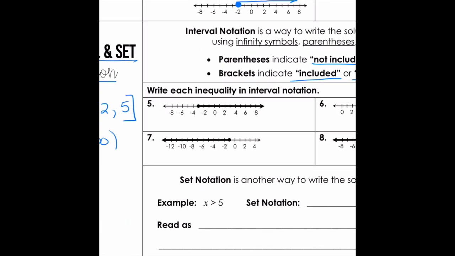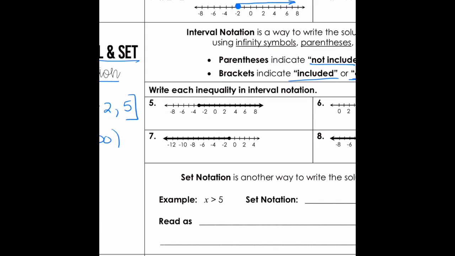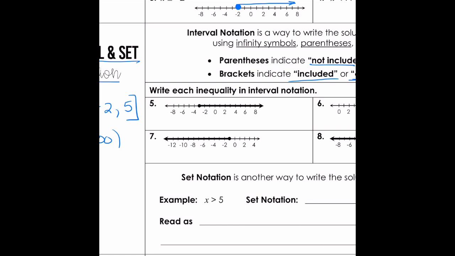Let's look at number 5. We're going to write this in interval notation. Now your interval is going to describe the number line, so let's start with what's right here on the left end. All right, we have negative 4, and it's a closed dot. So we're going to put a bracket and a negative 4, comma. Now what's on the right end? Well, it continues to positive infinity. So that would just be infinity with a parenthesis.